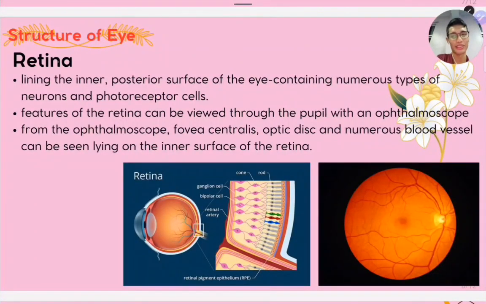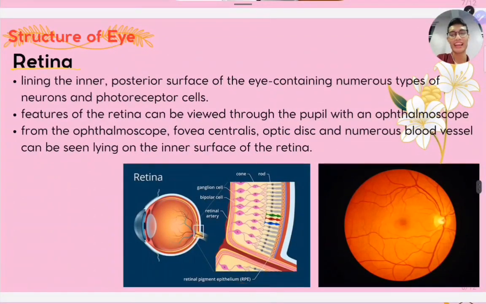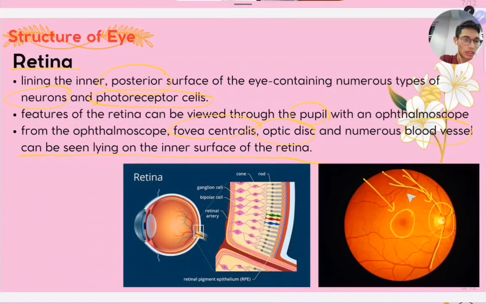Finally, the innermost layer, which is known as the retina. The retina lines the inner posterior surface of the eye. What is posterior? Posterior means on the back of the eye, containing numerous types of neurons and photoreceptor cells. Features of the retina can be viewed through the pupil with an ophthalmoscope. Through the ophthalmoscope, three things can be seen on the inner surface of the retina: the fovea centralis, optic disc, and blood vessels. Where are they? This is the fovea centralis, this spot is the optic disc, and these red strands are the blood vessels.